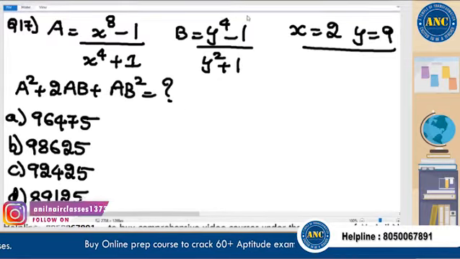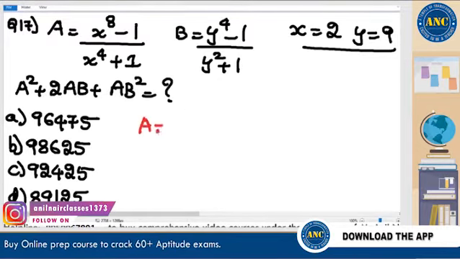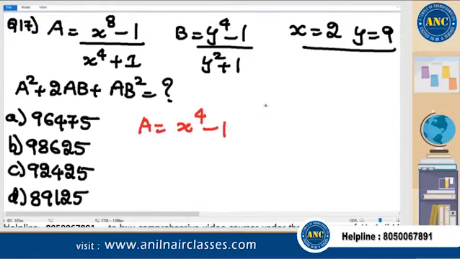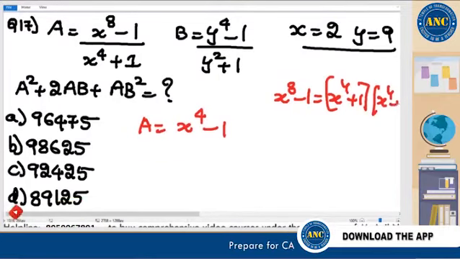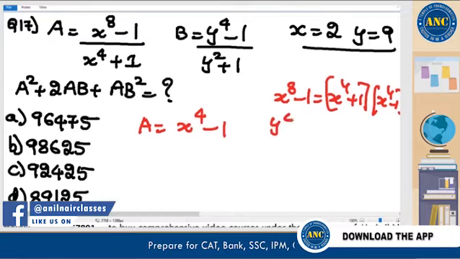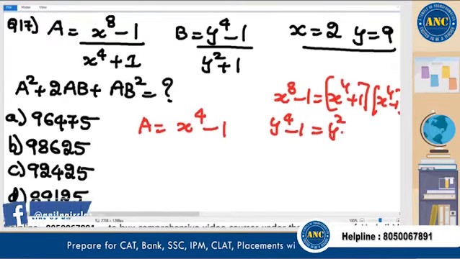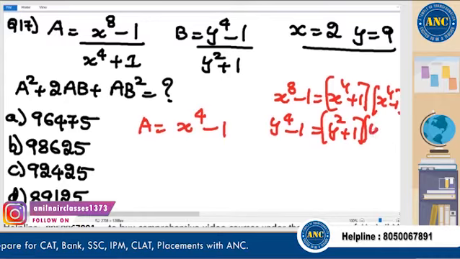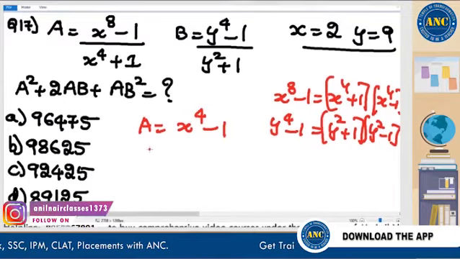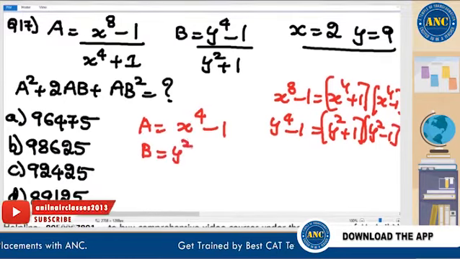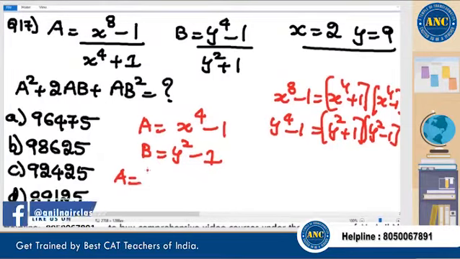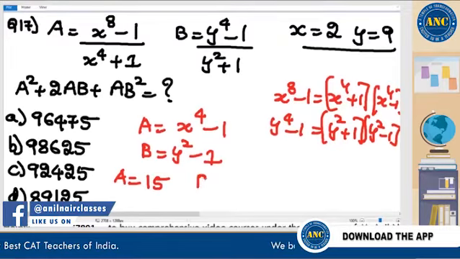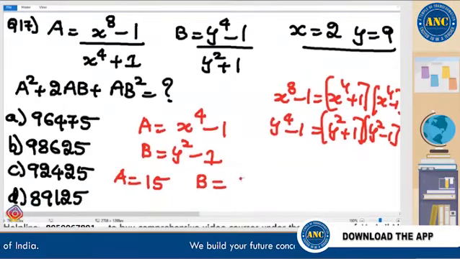It's a very, very simple question. x power 8 minus 1 is nothing but (x power 4 plus 1) into (x power 4 minus 1). Similarly, y power 4 minus 1 is nothing but (y square plus 1) into (y square minus 1). So B is nothing but y square minus 1. So A is 2 power 4, 16 minus 1, 15. B is 81 minus 1, 80.